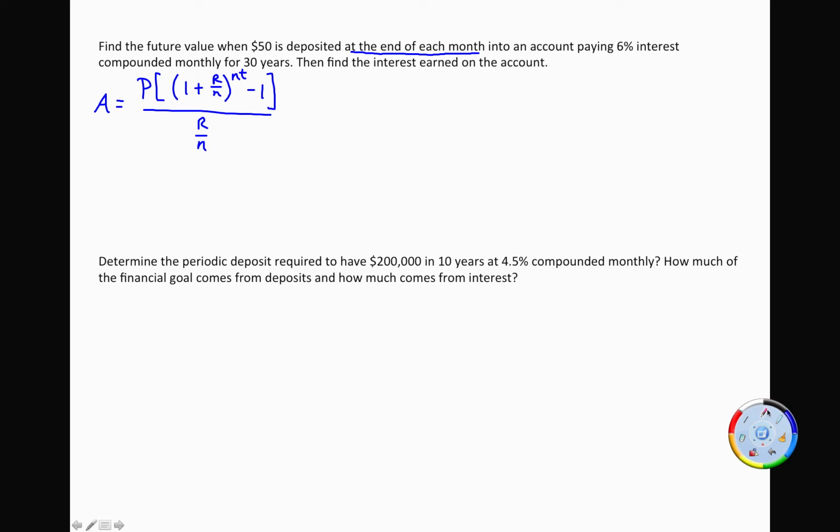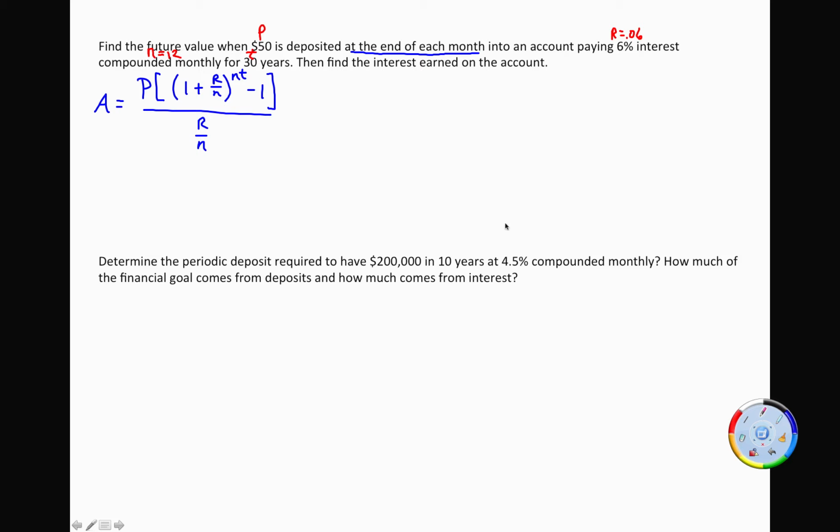Okay, so let's go back and figure out what I get to plug where. $50, that's my P. My principal, the amount that I plug in every month. 6% interest, this is my R, and it's got to be as a decimal. Compounded monthly, so N is 12 and T is 30.